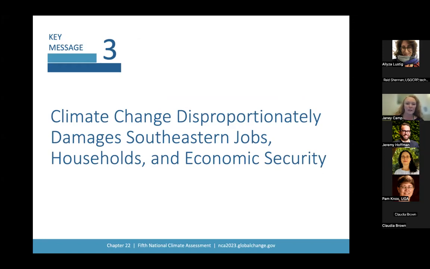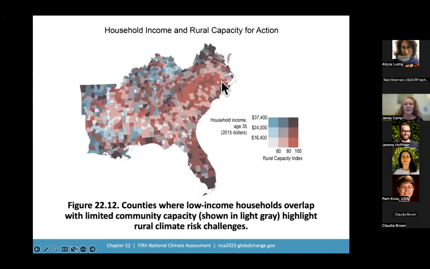So as we know, the Southeast has had years of disproportionate risk and challenges across the region. And our key message 3 is focused on households, jobs, and economic security. Next slide. So over the last few decades, economic growth in the Southeast has been concentrated in and around urban centers that depend on climate-sensitive infrastructure and regional connections to thrive.